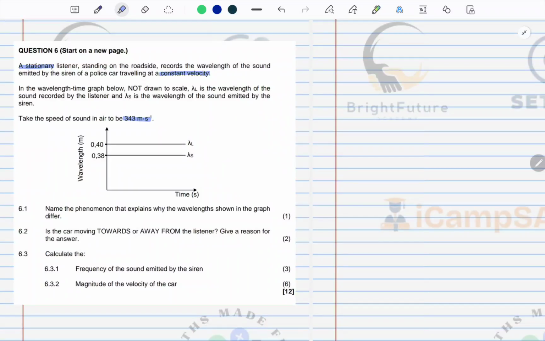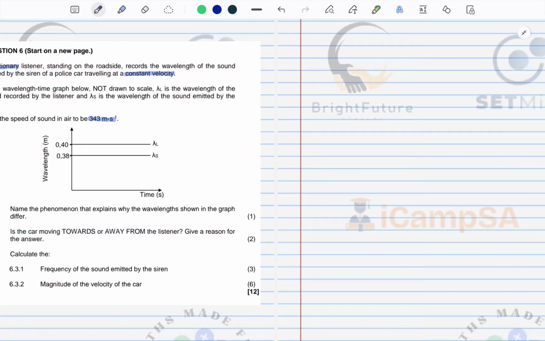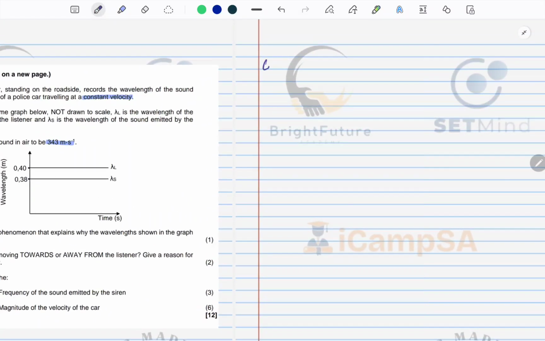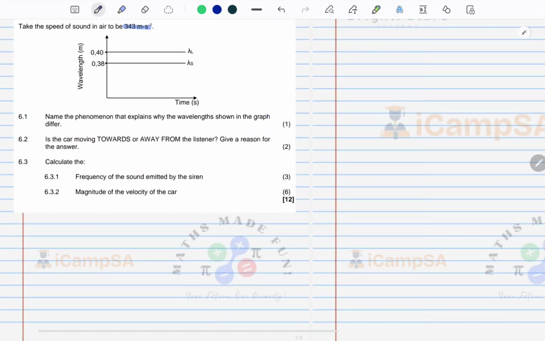Now they've asked us to name the phenomenon that explains why the wavelengths shown in the graph differ. That phenomenon can be nothing other than the Doppler effect. Okay, that's the phenomenon. Now let's see the next question.